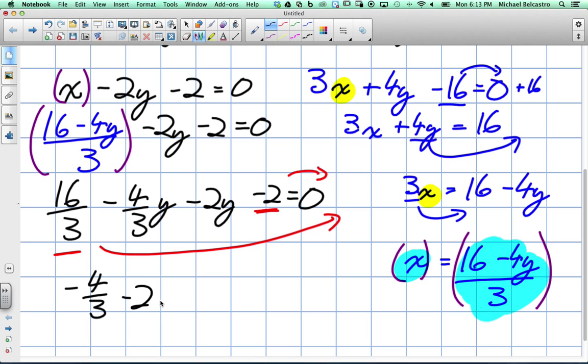Positive 2. Yep. And what about when I take 16 over 3 to the other side? What will it become? Negative 16 over 3. Yeah, so negative 16 over 3. I'll write it in red because those are the ones we moved. And plus 2, or positive 2.